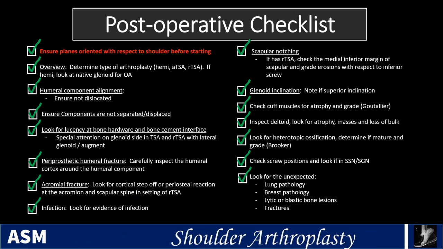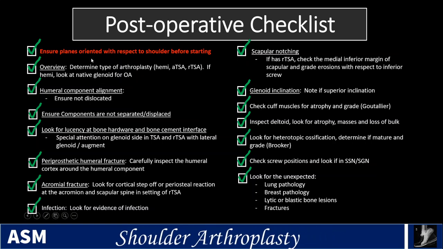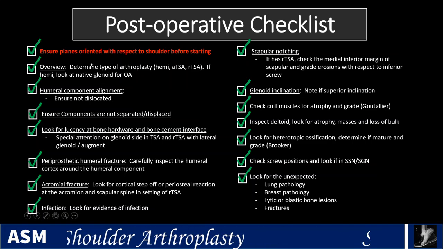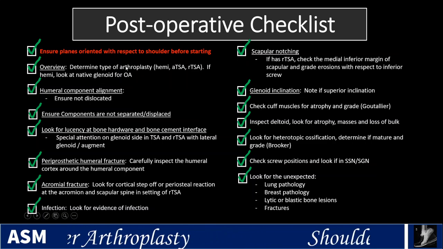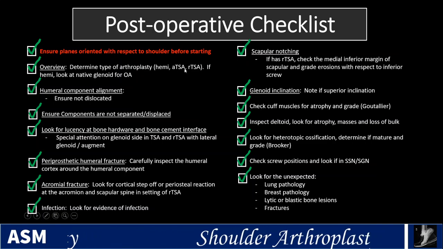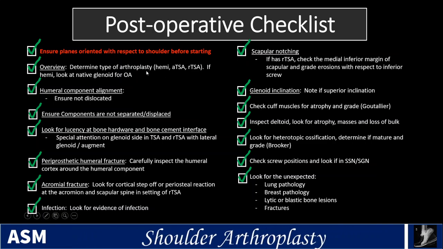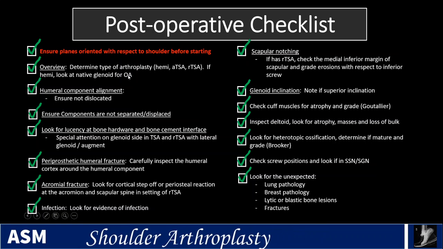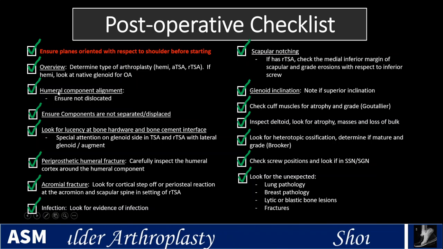How about post-operatively? So again, start by making sure that you're oriented with respect to the joint. Then do an overview. So what type of arthroplasty is it? Is it resurfacing, a hemi, an anatomic total, or a reverse total? And if it's a hemi or resurfacing, look at that native glenoid and see if it's osteoarthritic.